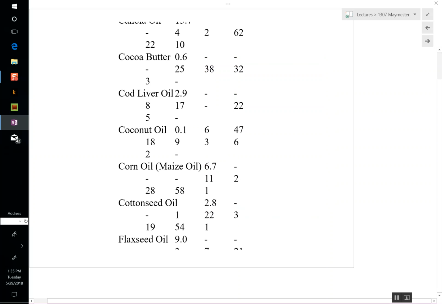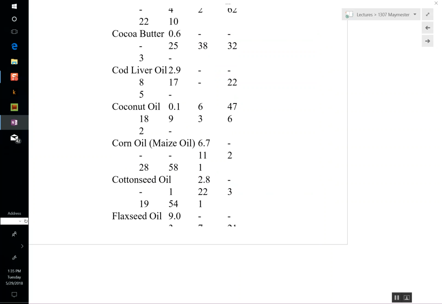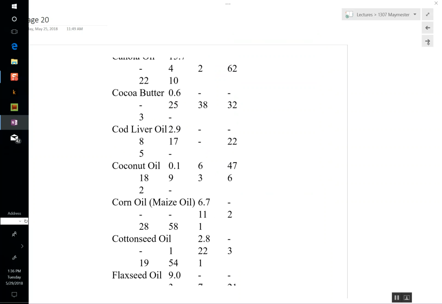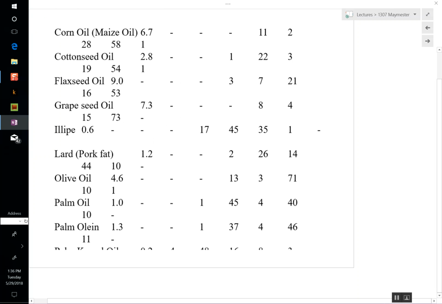And, well, here is a list, but I don't have the top of that thing. That didn't come in very well. But you could do that. Cocoa butter, cod liver oil, coconut oil, corn oil. You can look this stuff up pretty easily. What are the different fatty acids that make it up?